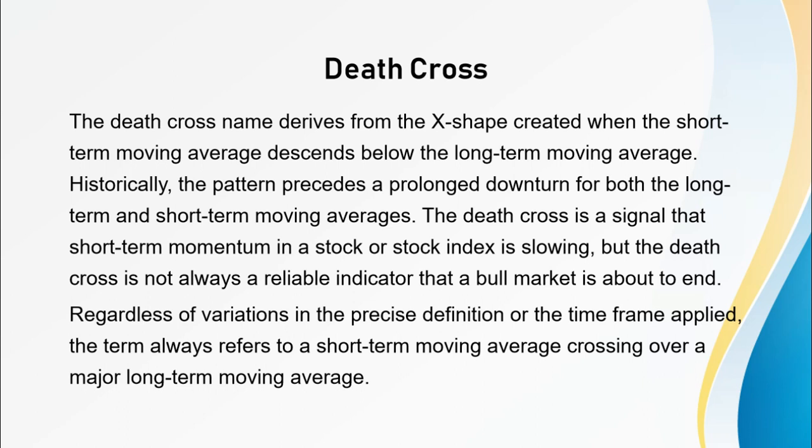The death cross name derives itself from the X shape created from the short-term moving average descending below the long-term moving average. This pattern precedes a prolonged downturn for both the long-term and short-term moving averages. The death cross is a signal that the short-term momentum in a stock or a stock index is slowing down. Now, the death cross is not always a reliable indicator that a bullish market is about to end. Regardless of the variations in the price definition or the time frame applied, the term always refers to a short-term moving average crossing over a long-term moving average.